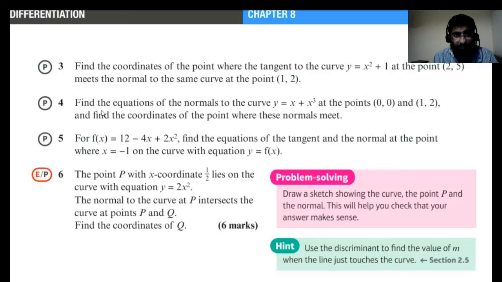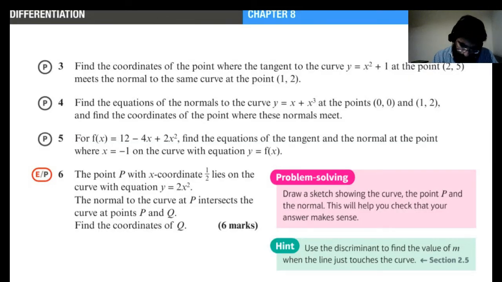Turn back to the slide. Find the equation of the normals to the curve at the points. The final corner point where the normals meet. So first we make it f dash x. That becomes 3x square plus 1.